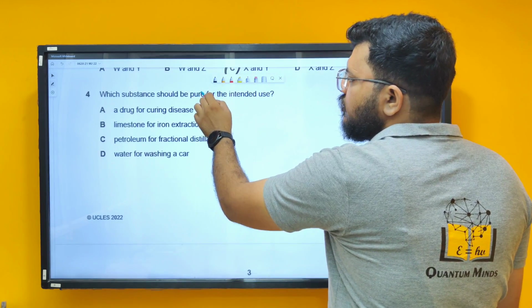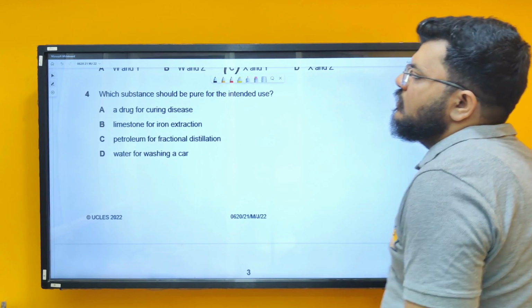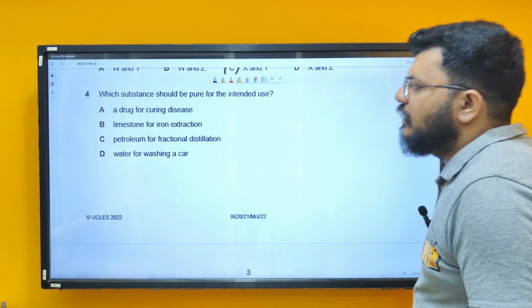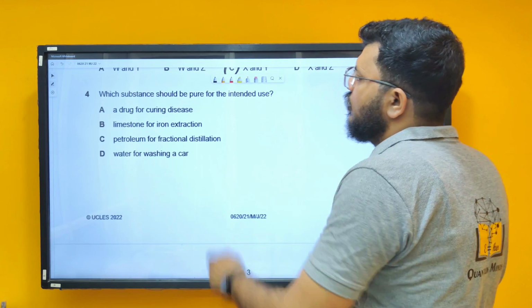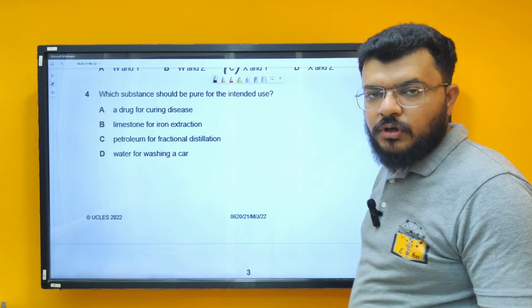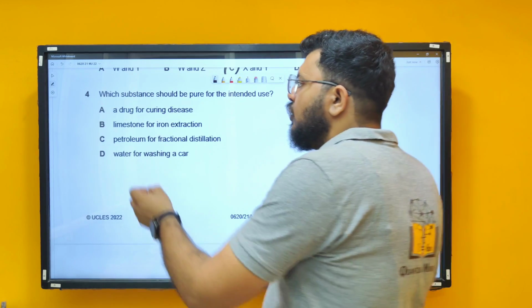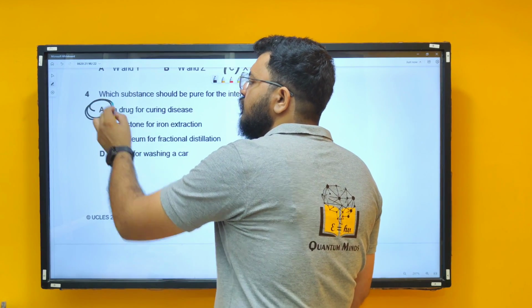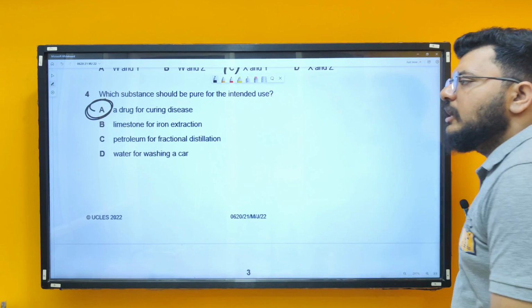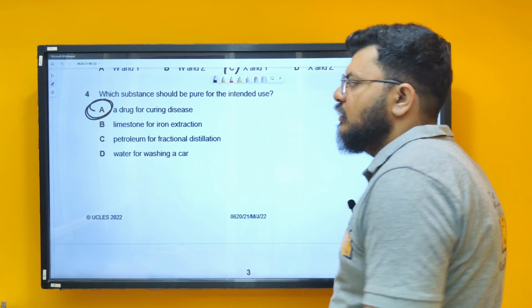Let's go for the next question. Which substance should be pure for the intended use? A drug for curing cancer. Yes, that must be pure. It's a drug. If there are any impurities, it may cause a reaction or a side effect. So a drug for curing cancer is the correct answer.